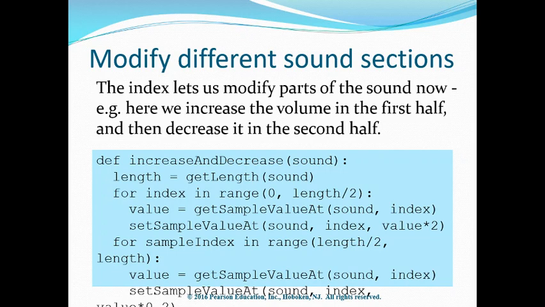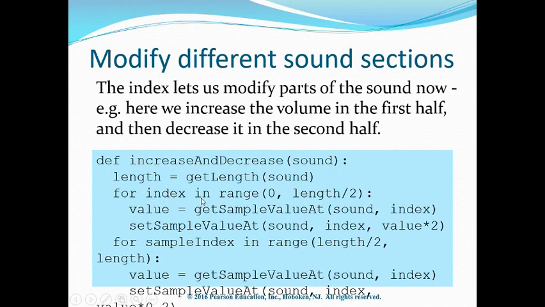So modify different sound sections. The index lets us modify parts of the sound now. For example, here we increase the volume in the first half and then decrease it in the second half. This looks a little complicated, but let's break this apart. We say define increase and decrease, right? So it passes a sound variable. Length equals the get length of sound. So the get length method, passed the sound object, returns the length of the sound object.